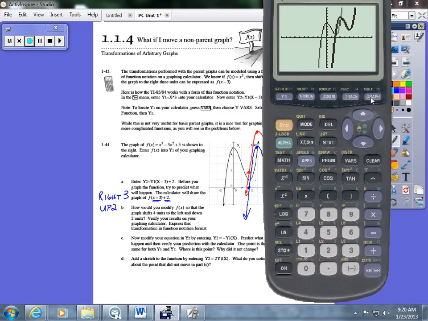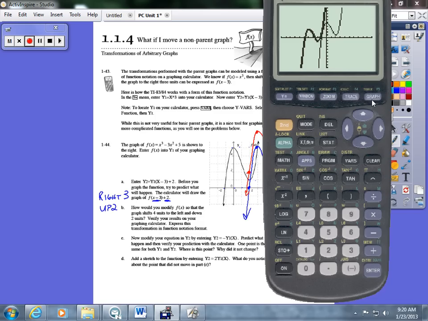So how would you modify f of x so that the graph shifts 4 units to the left and down 2? So go back to your y equals. We want 4 to the left, so that's inside, plus 4, opposite. And we want it to go down 2. So let's change this to a minus. Don't change anything else. Go ahead and hit graph. Our original graph comes up first. Our shifted graph of left 4 and down 2 comes up second. And I would say that's pretty good.